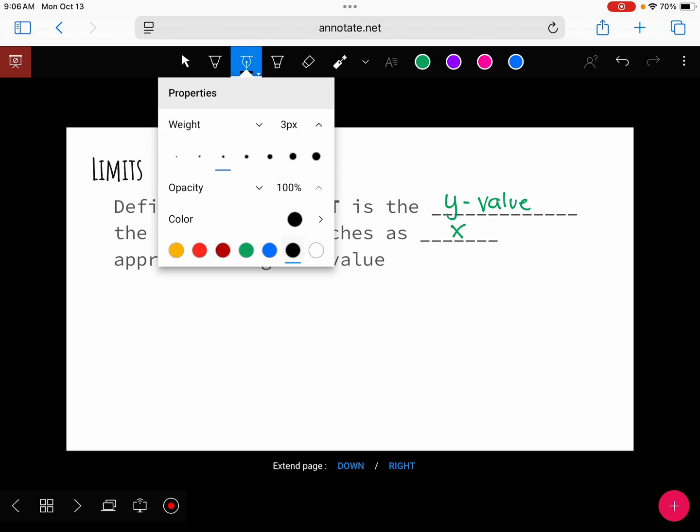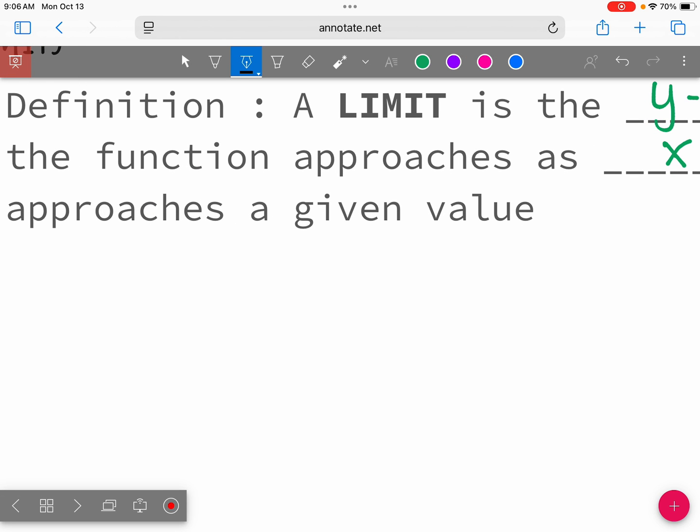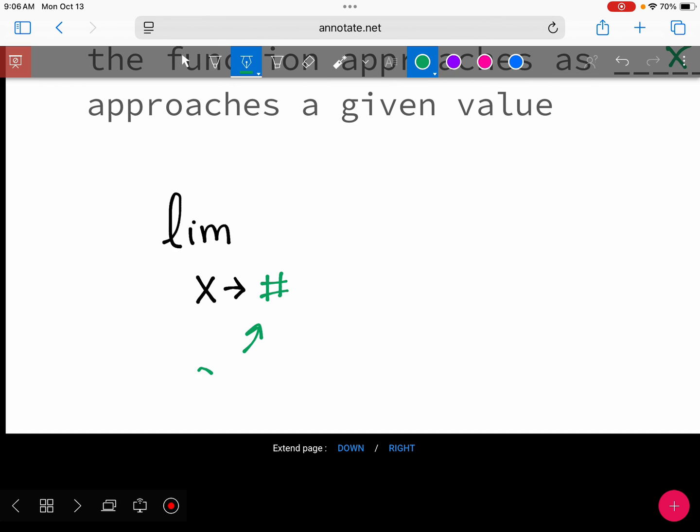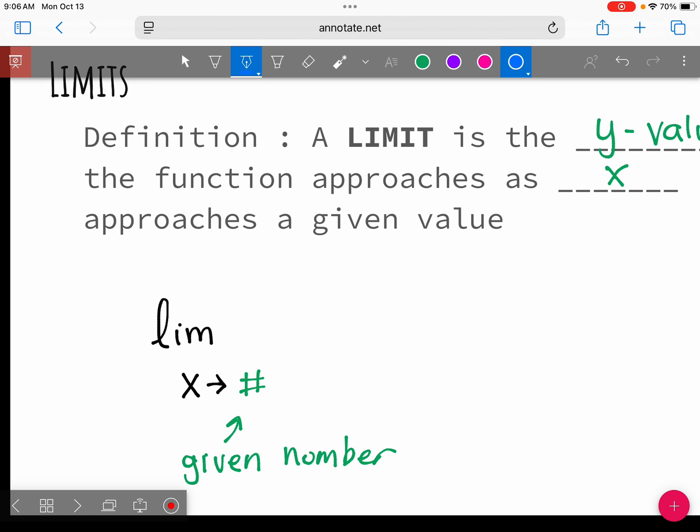And how limits are written is we write limit, and as x approaches, this would be our given number. This is the number we're looking at. This is that given number. And then here would be our function, either f of x, or it might be g of x, h of x, whatever. Might be an equation, it might just say f of x, it might just say g of x. But that's going to be our function rule.